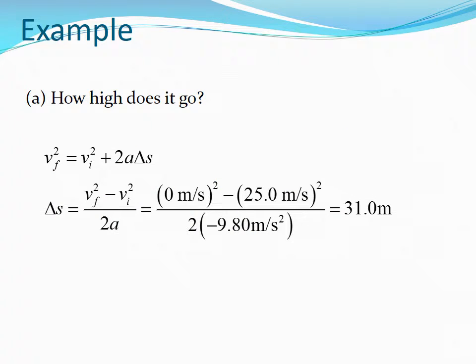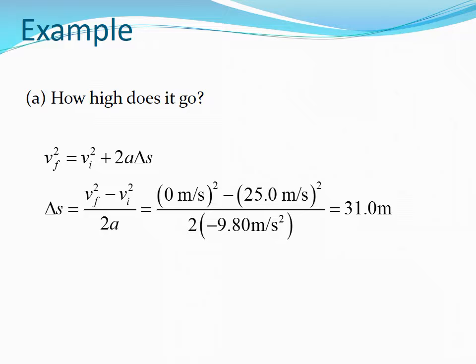So how high does it go? Our basic equation is Vf squared is equal to V initial squared plus 2 times the acceleration times delta S. Rewriting this, we obtain the working equation. Delta S is V final squared minus V initial squared divided by 2A. The final velocity is 0. The initial velocity is 25 meters per second. A is minus 9.80 meters per second squared.